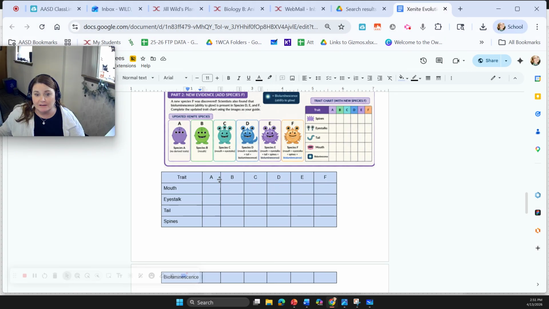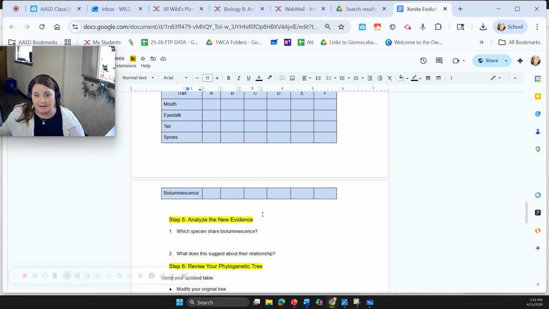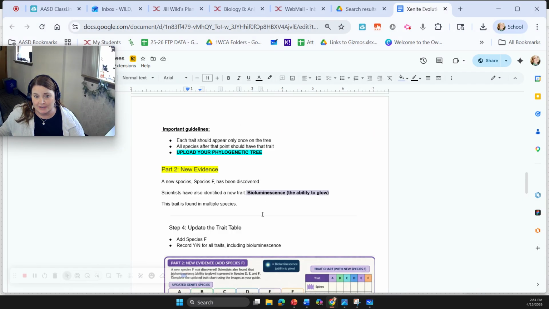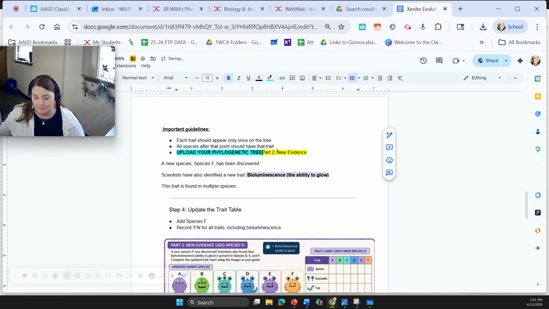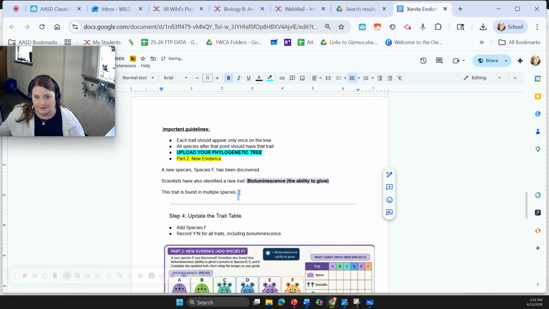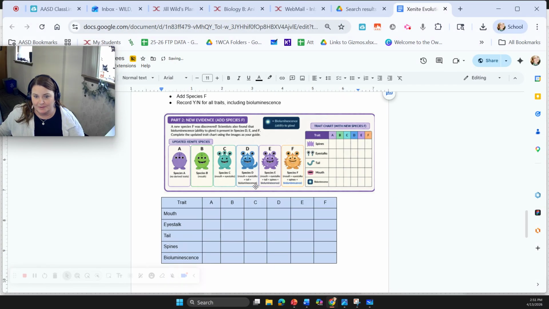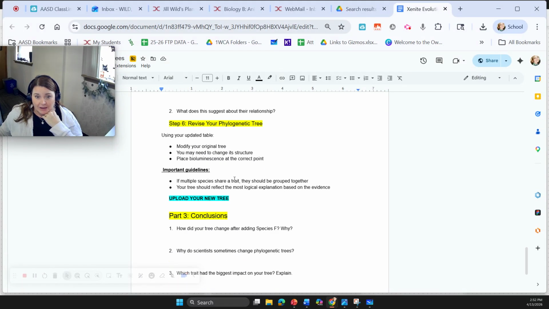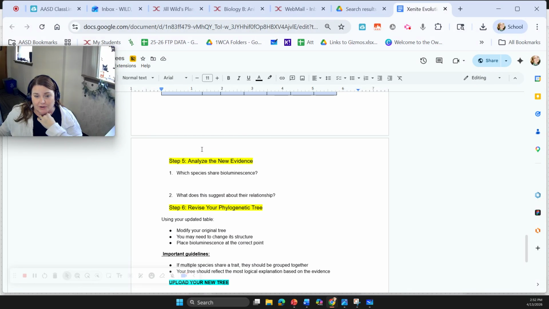So you'll need to complete another table. And then what I want you to do is create another phylogenetic tree. And that phylogenetic tree should have species F on it. And again, you're also going to be including all of those derived characters on the new phylogenetic tree. So you do have to do two of them, two phylogenetic trees. Okay, you do have some questions to answer along the way.